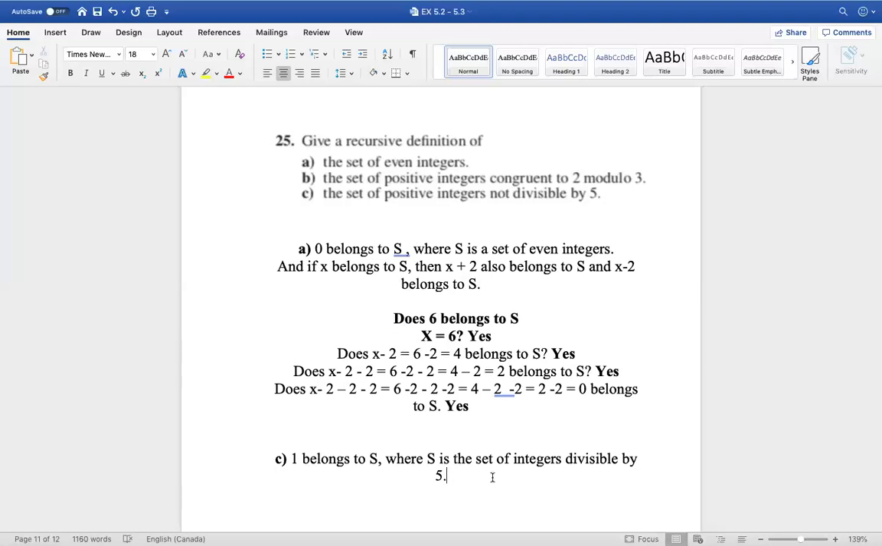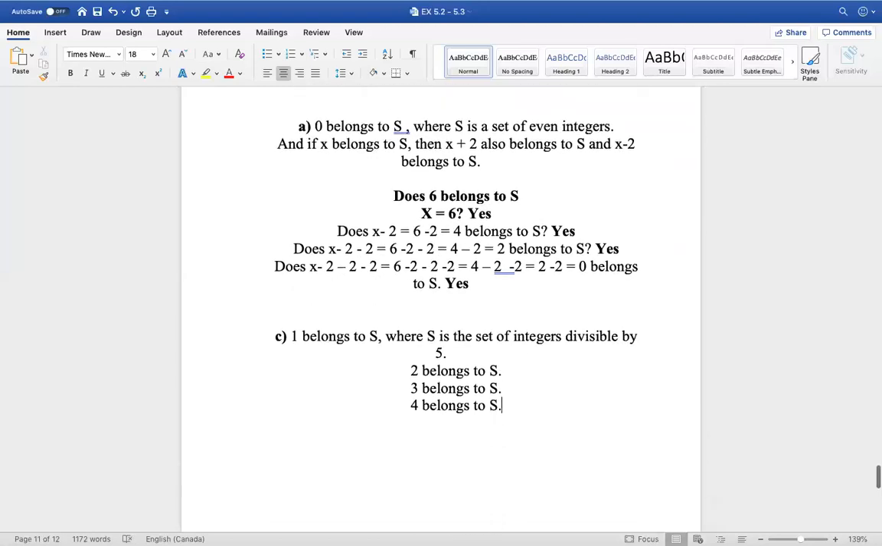Now we have defined the smallest possible set, and then we have 2. We also know that 2 belongs to S. We know that 3 belongs to S because none of them are divisible by 5. We also know that 4 belongs to S because this one is not divisible by 5 either. Now we know that 5 doesn't belong there because 5 is actually divisible by 5.